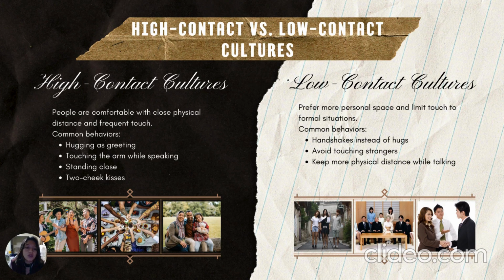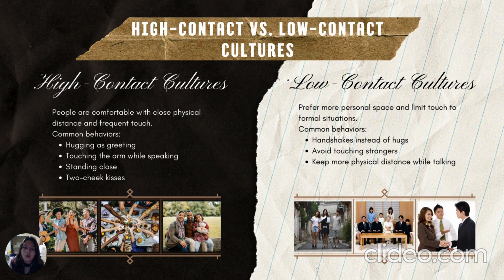The next are Mediterranean cultures, Italy, Spain, and Greece. And here we have a family from Middle Eastern culture. The next is low contact cultures. These cultures prefer more personal space and limit touch to formal situations. The common behaviors are handshakes instead of hugs, avoiding touching strangers, and keeping more physical distance while talking. For example, Japan, South Korea, and China.